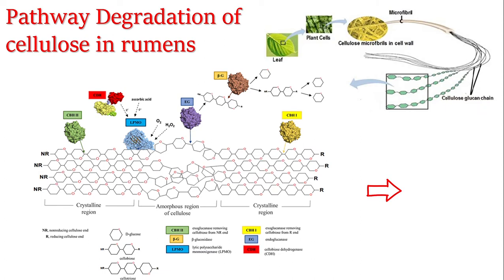And after the pathway of degradation of cells in the rumen, plant cell walls contain a mixture of polysaccharides of high molecular weight. The major components are cellulose, hemicellulose and lignin. Cellulose is a structural polymer of glucose residues joined by beta 1,4 linkages. This contrasts with starch and glycogen, which are storage materials also consisting solely of glucose, but with alpha 1,4 linkages.